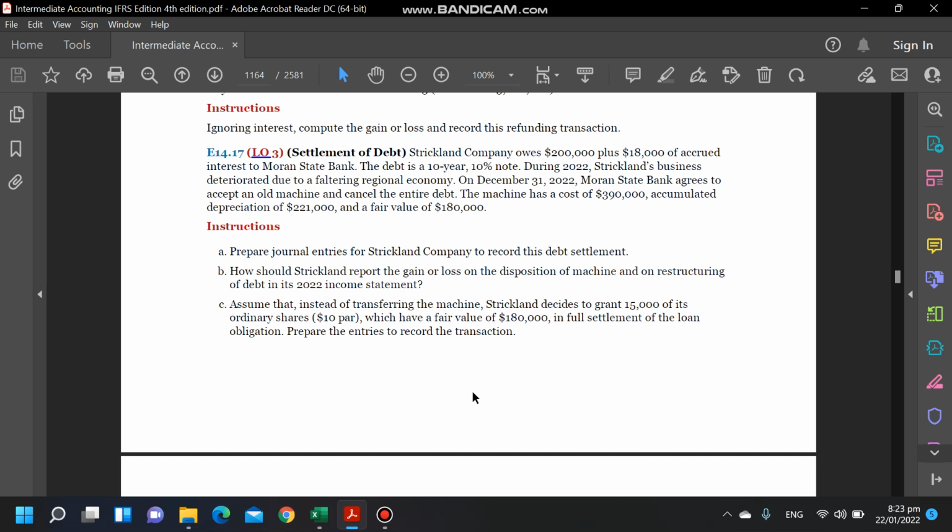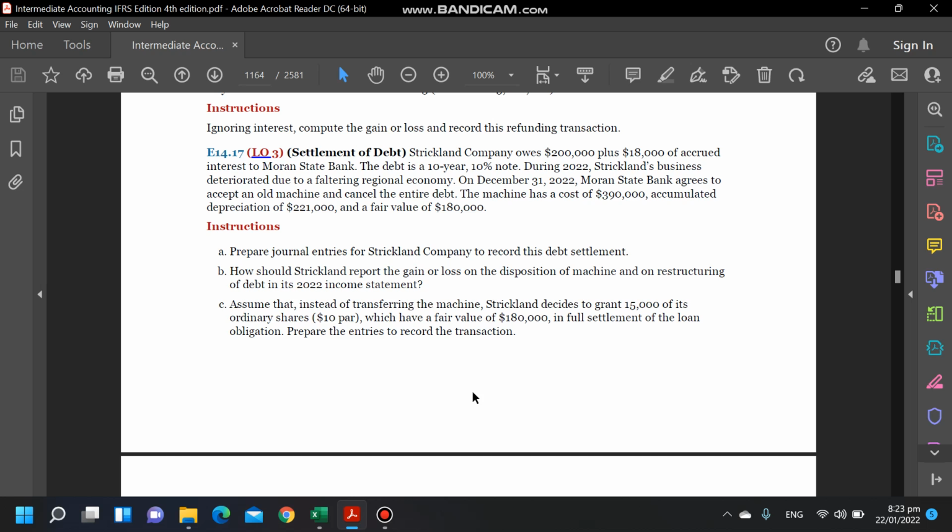On December 31st, 2022, Moran State Bank agrees to accept an old machine and cancel the entire debt. The machine has a cost of 390,000, accumulated depreciation of 221,000, and a fair value of 180,000. So prepare journal entries for Strickland Company to record this debt settlement.